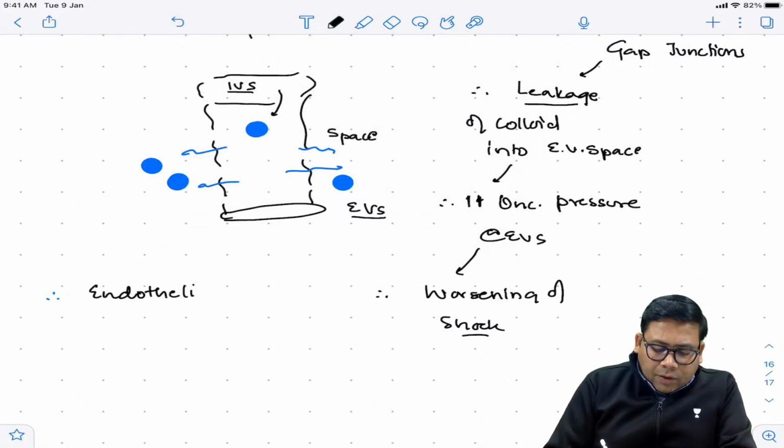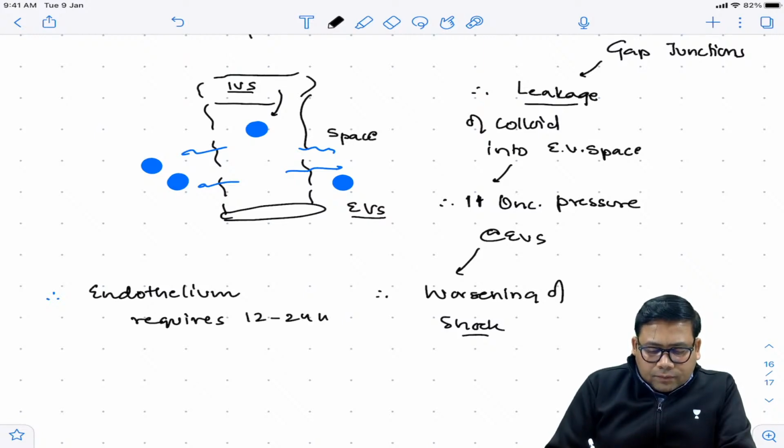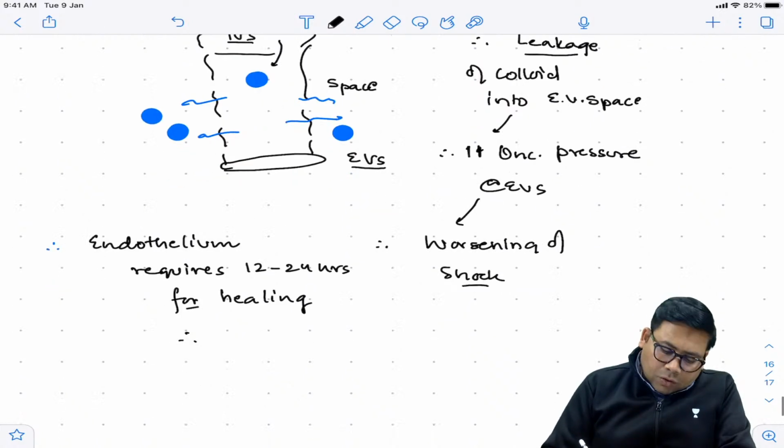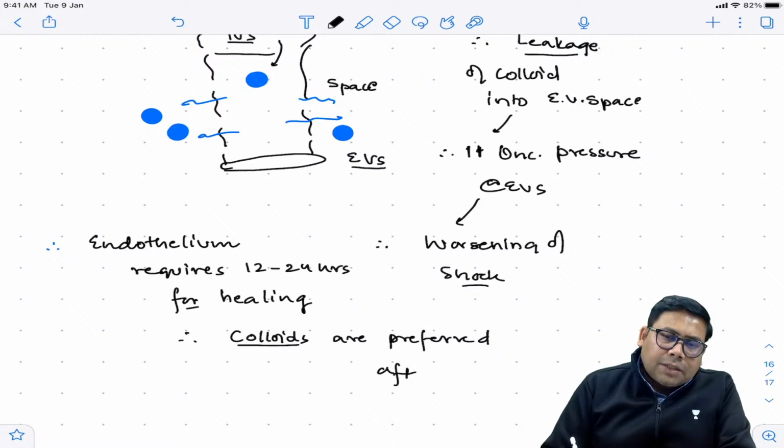So therefore, one very important thing: the endothelium requires 12 to 24 hours for healing, and therefore colloids are preferred after 12 to 24 hours. This is what is very important.